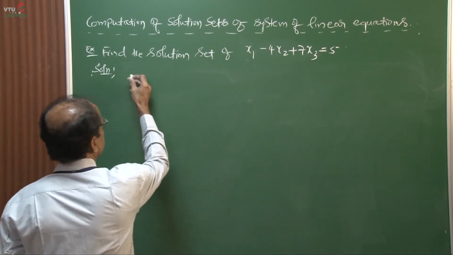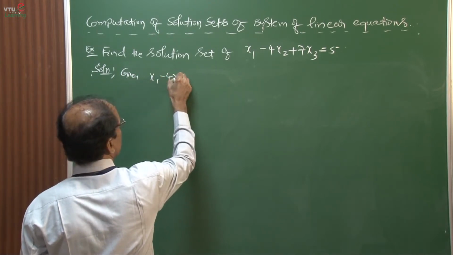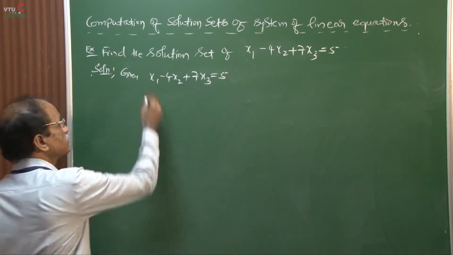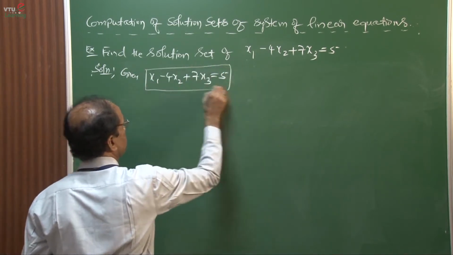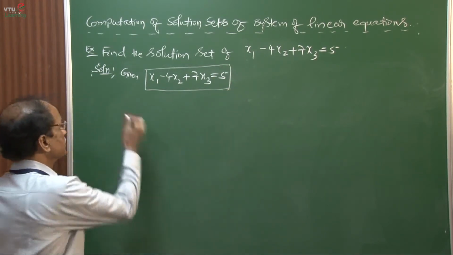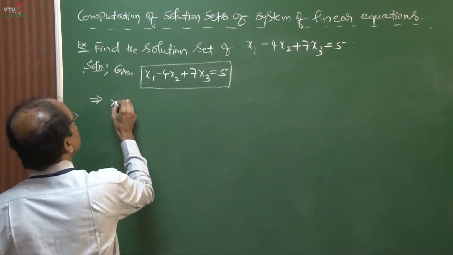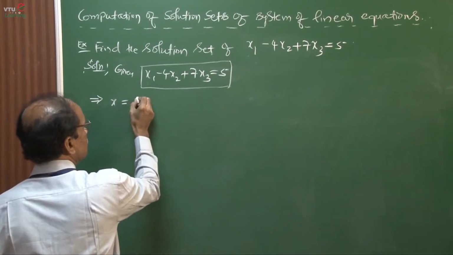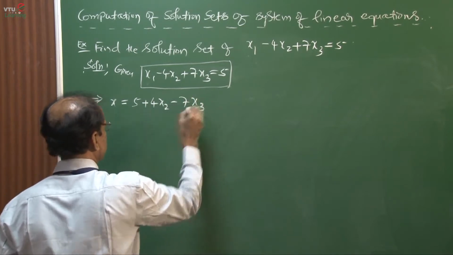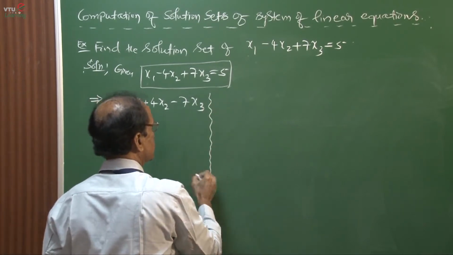Okay, so what is the equation given now? Given that x1 minus 4x2 plus 7x3 is equal to 5. This is our basic equation given. Now I will write three possibilities from this equation. Now x1 you can write as 5 plus 4x2 minus 7x3. This is one possibility, right? This is one case.